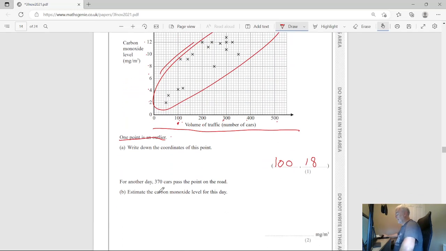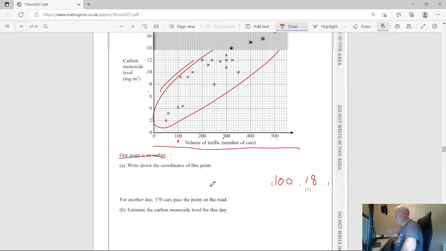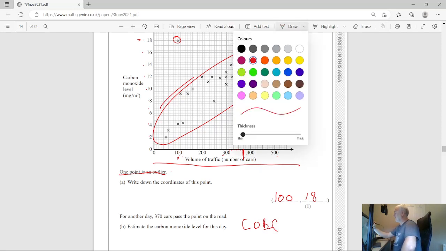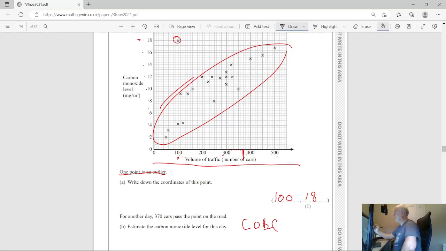For another day, 370 cars pass the point on the road. Estimate the carbon monoxide level for this day. So 370 cars pass. So we've got 310, 20, 30, 40, 50, 60, 70. 370 is going to lay there. Okay, so to be able to estimate it, I need a line of best fit. So I'm going to try and draw a line of best fit on my graph that gives me a good chance of saying whereabouts on that line of best fit would this point be.